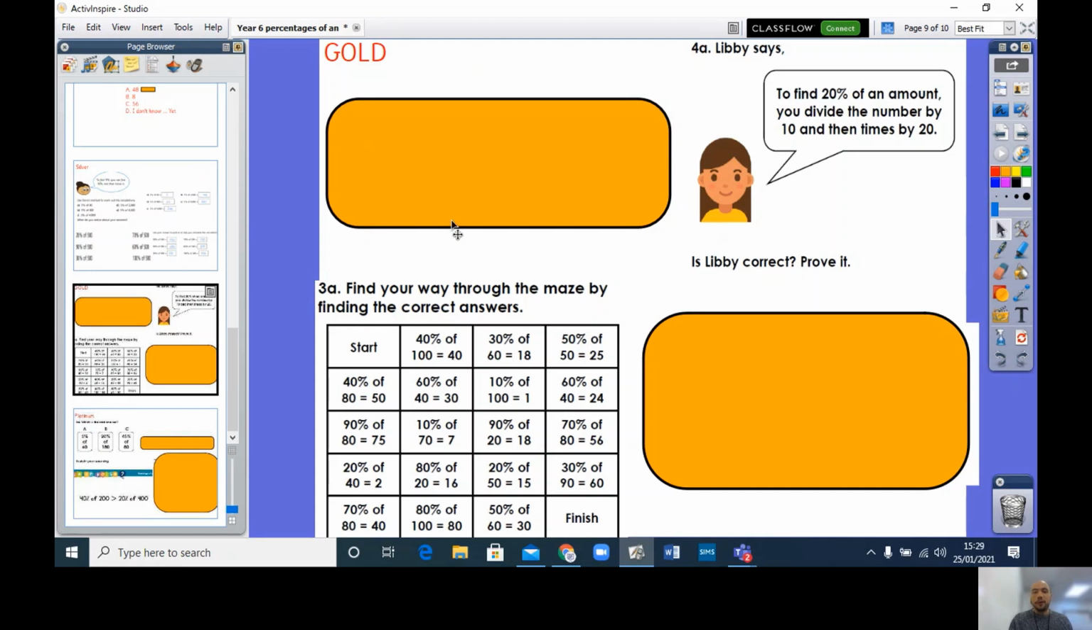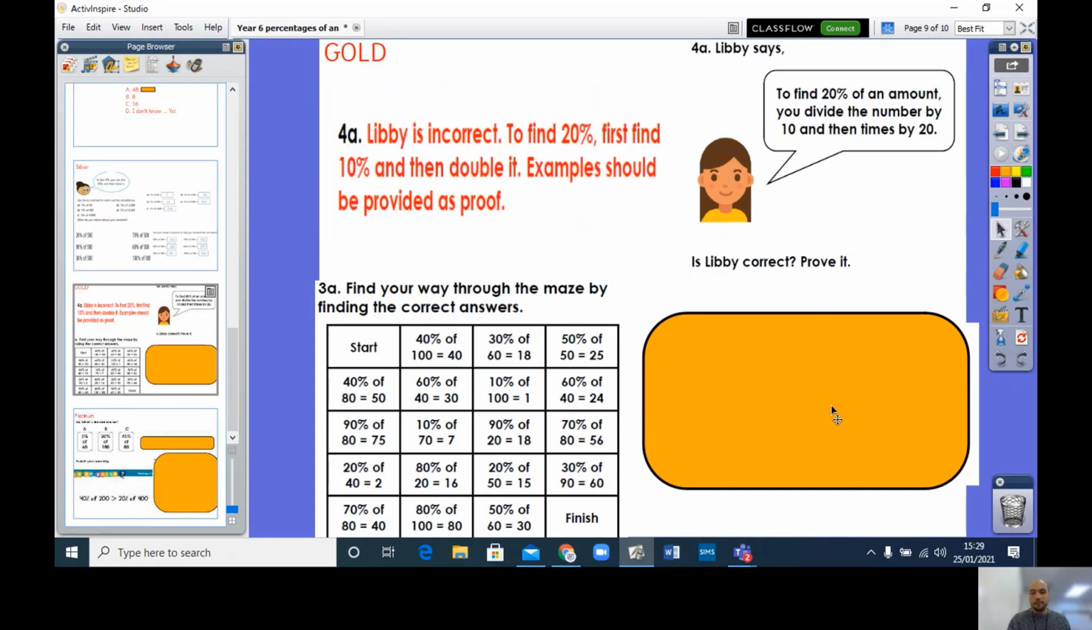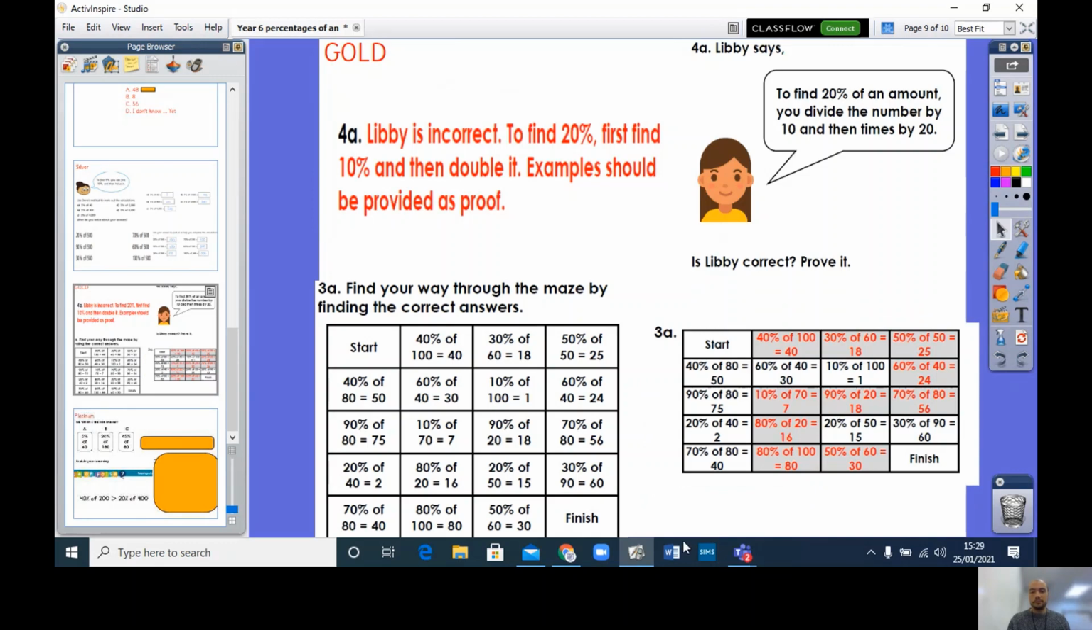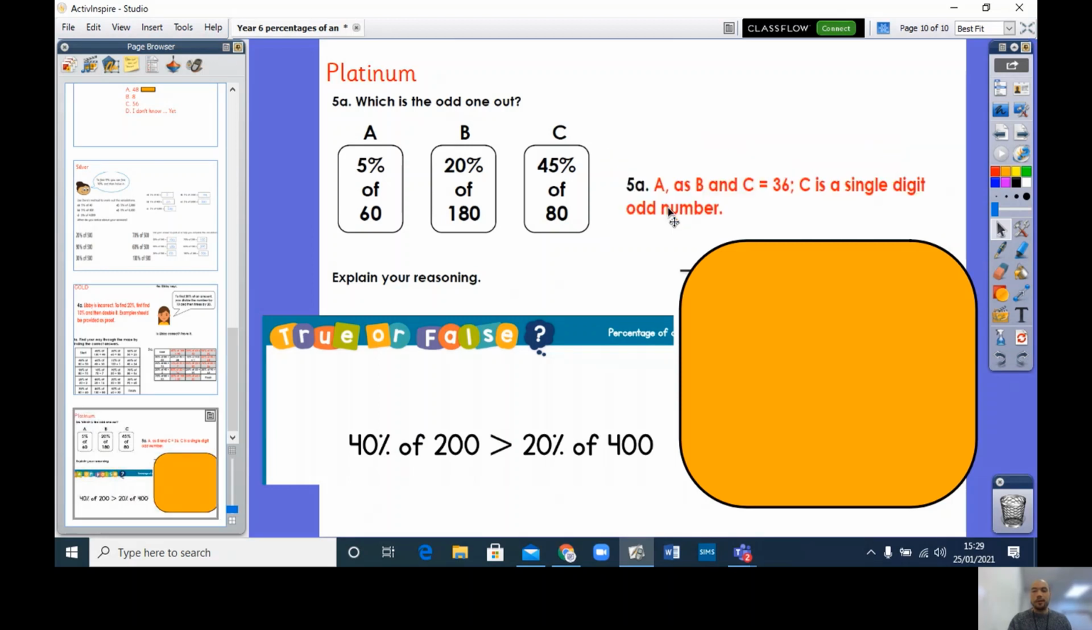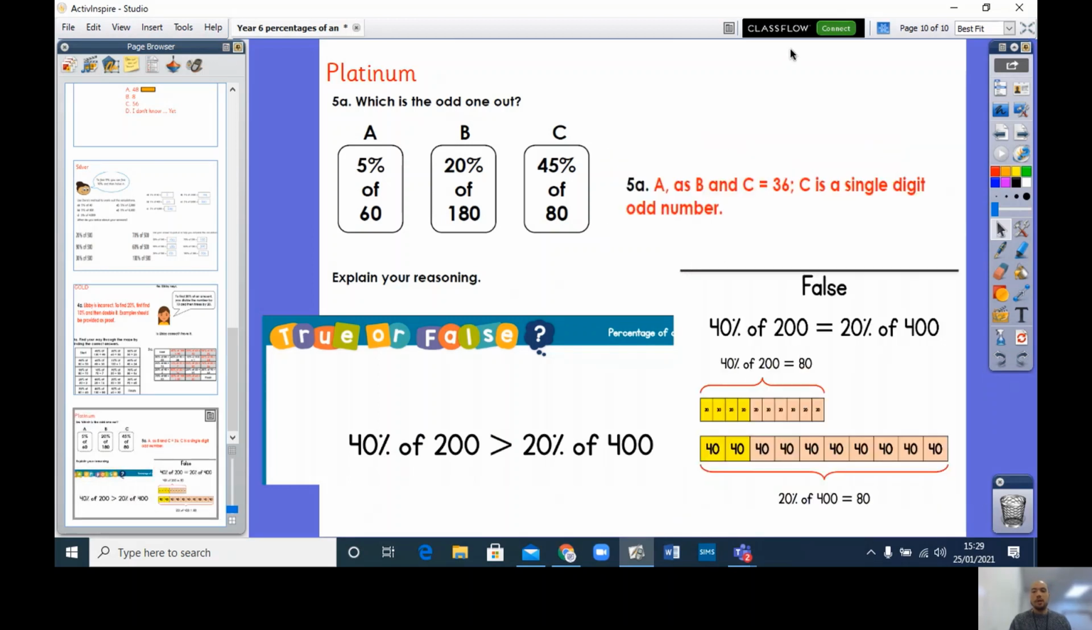Okay, brilliant. I'm going to reveal the answers for gold. So pause the video if you've not yet finished. Okay, now I'm going to move on to platinum. Remember to explain your reasoning on the platinum questions. And if you pause the video, when you come back, I will reveal the answers. Okay, excellent. I'm going to reveal the answers for platinum. Amazing. Pause the video again and mark.